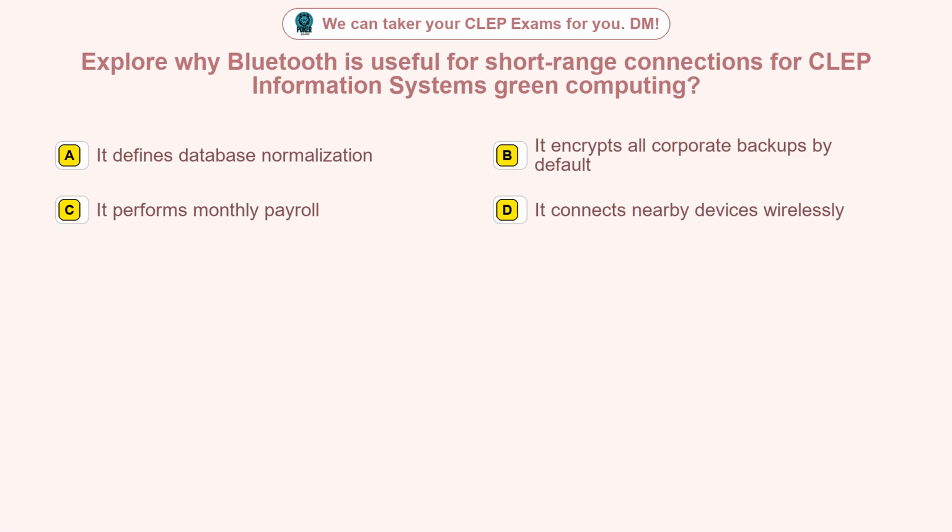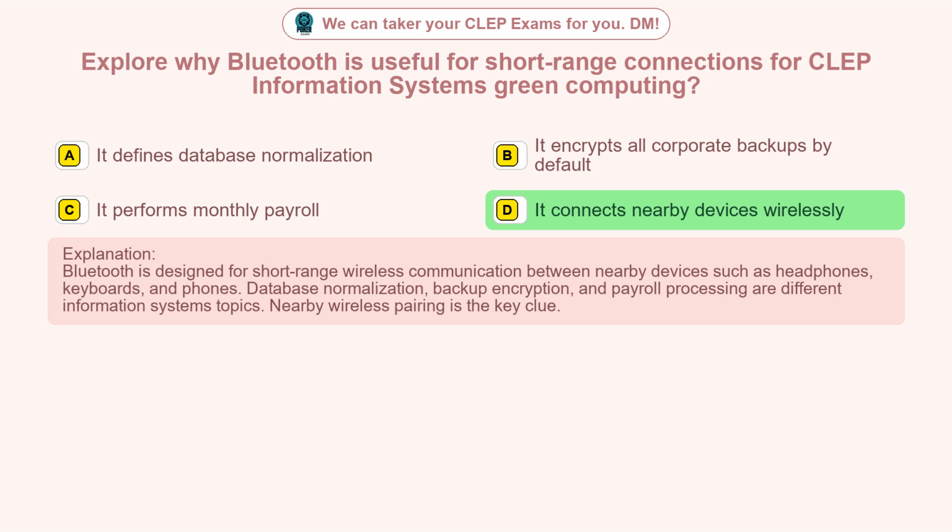Explore why Bluetooth is useful for short-range connections for CLEP Information Systems Green Computing. Option A. It defines database normalization. Option B. It encrypts all corporate backups by default. Option C. It performs monthly payroll. Option D. It connects nearby devices wirelessly. The correct answer is option D. It connects nearby devices wirelessly.